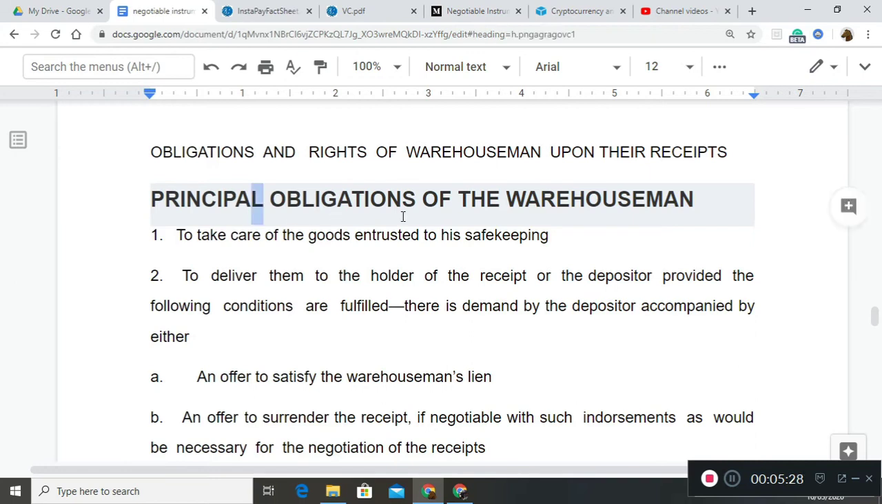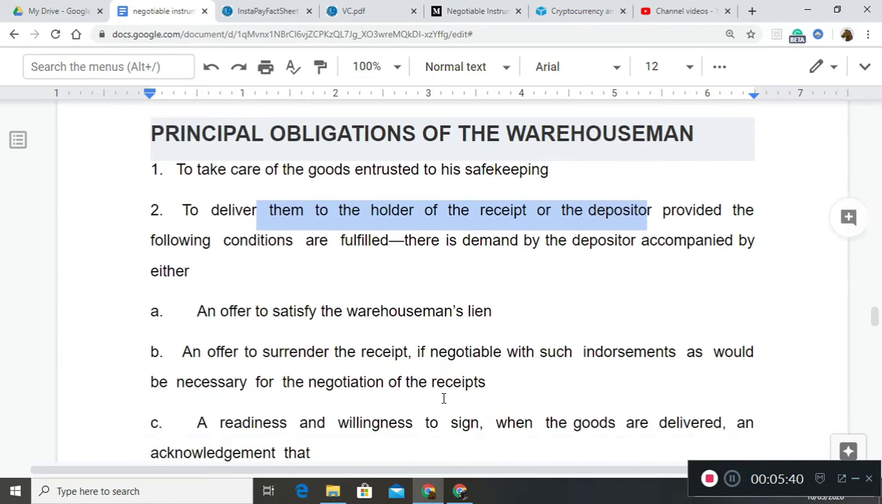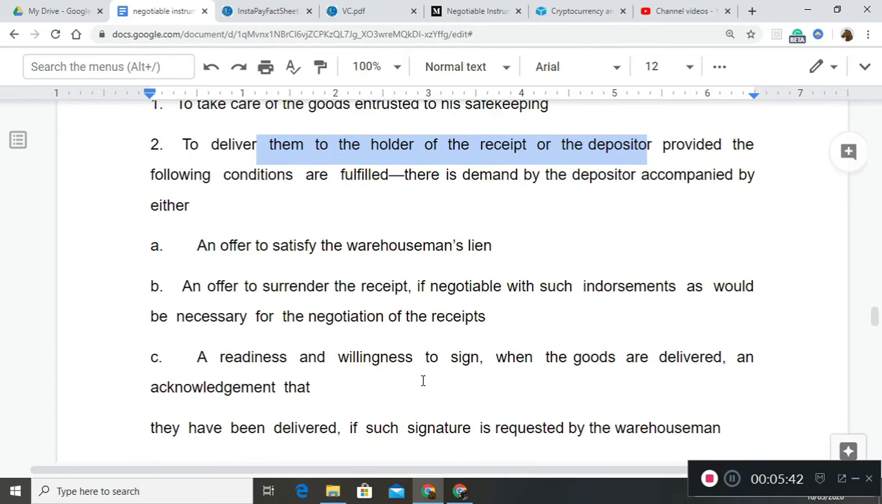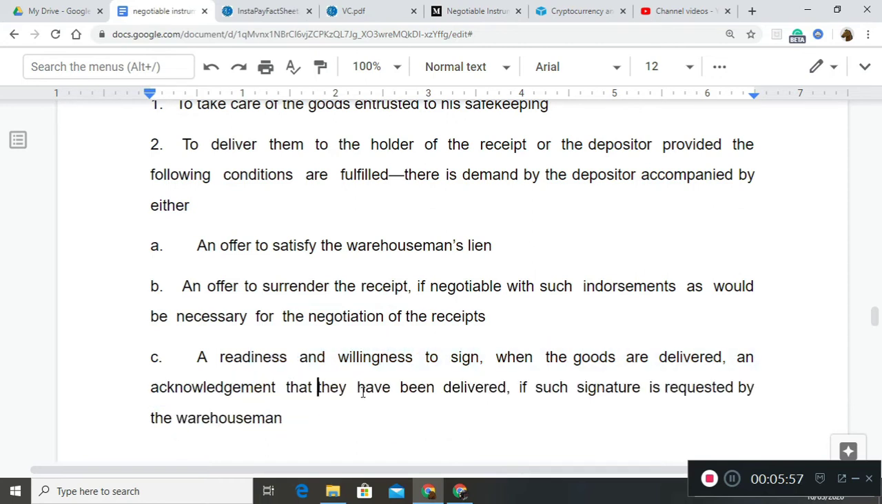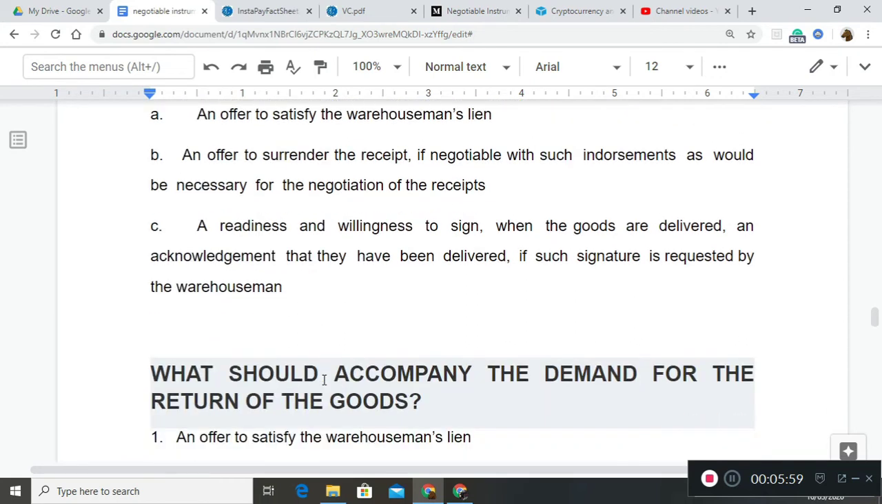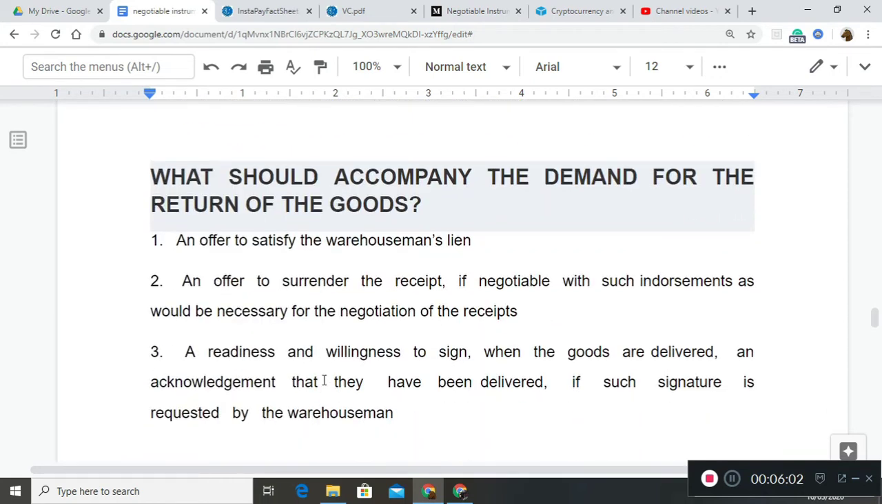So what are the principal obligations of our warehouseman? Of course, to take care of the goods, and to deliver them to the holder of the receipt or depositor provided the following conditions are met: an offer to satisfy the warehouseman's lien, an offer to surrender the receipt, readiness and willingness to sign when the goods are delivered, and acknowledgement that they have been delivered if such signature is requested by the warehouseman.